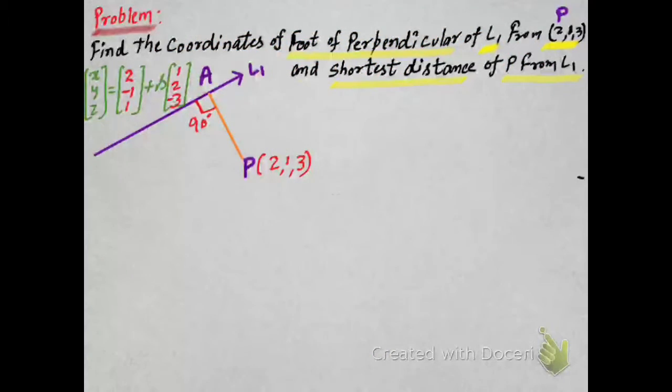So here is the example problem. Find the coordinates of the foot of perpendicular of L1 from the point P, which is (2, 1, 3), and then the shortest distance of P from L1. The equation is already written: x, y, z equals (2, -1, 1), which we don't need, plus s times (1, 2, -3).